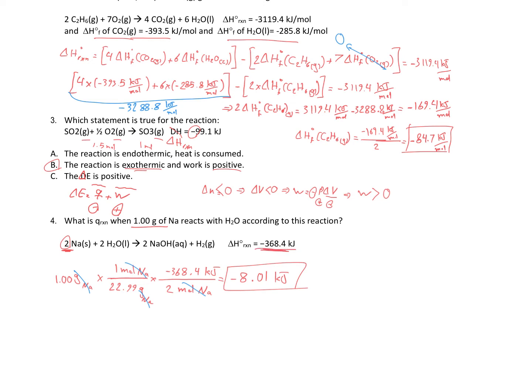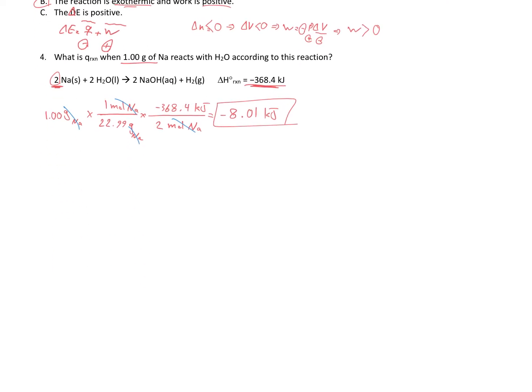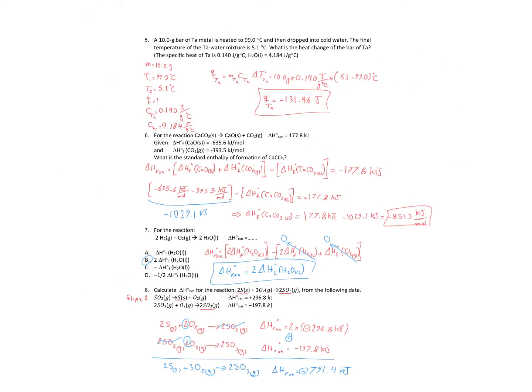Okay, so we're good with the units. We just put these numbers in the calculator, and negative 8.01 kilojoule energy is going to be released for 1 gram of sodium. Okay, so next page. Question number 5.